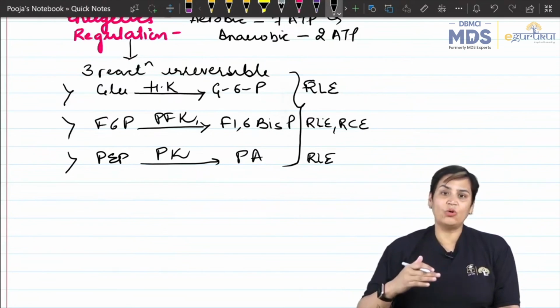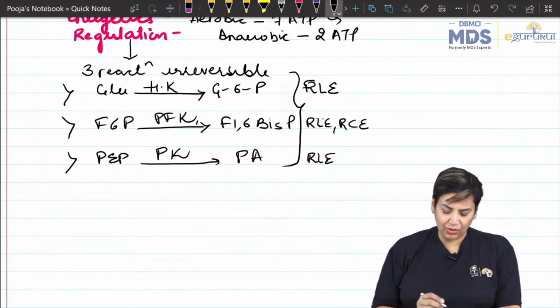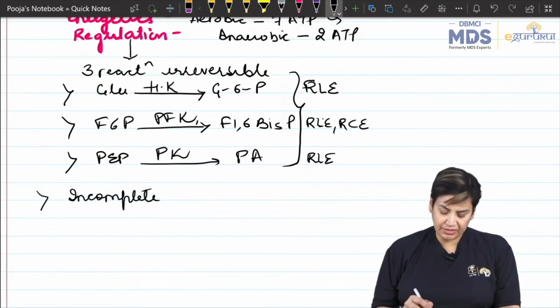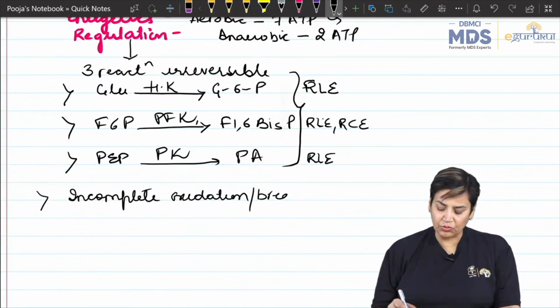Now coming to the definition of glycolysis. Always remember, glycolysis is defined as the incomplete oxidation or breakdown of glucose.